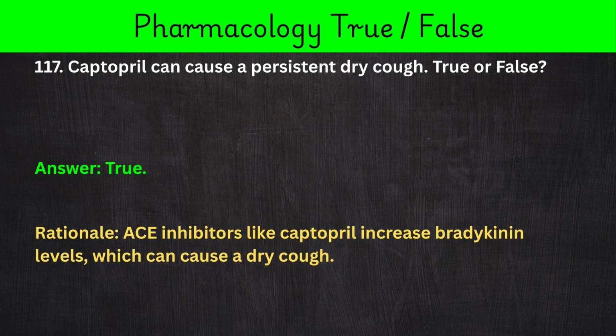117. Captopril can cause a persistent dry cough. True or false? Answer: true. Rationale: ACE inhibitors like captopril increase bradykinin levels, which can cause a dry cough.